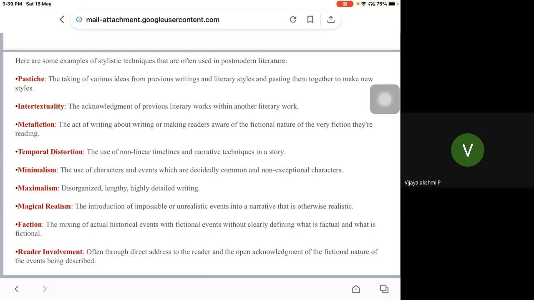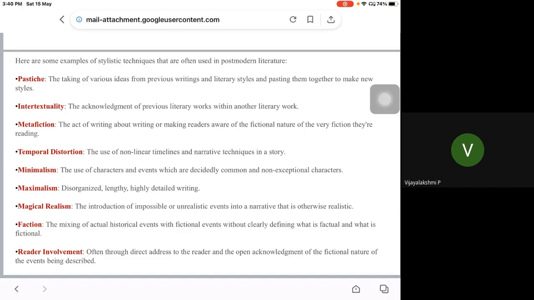So the acknowledgement of previous literary works within another literary work. So we talk about another literary work within another literary work. That is intertextuality. Then metafiction, the act of writing about writing or making readers aware of the fictional nature of the very fiction that they are reading.